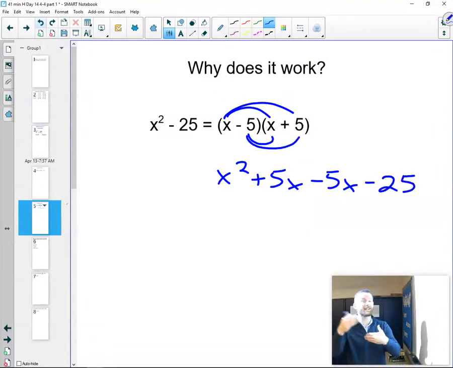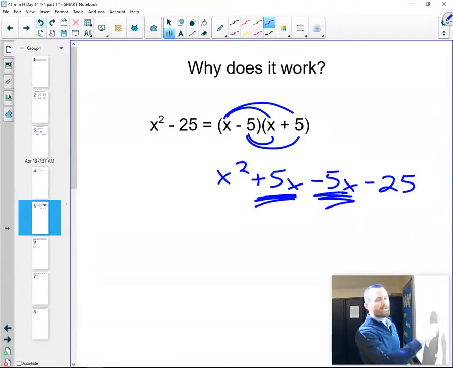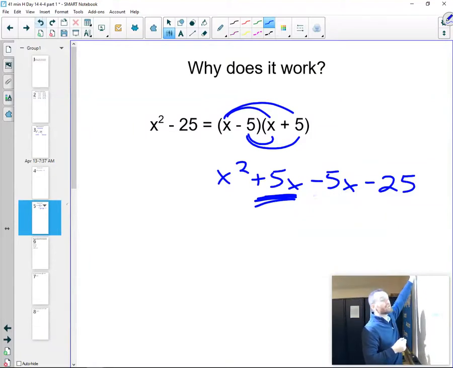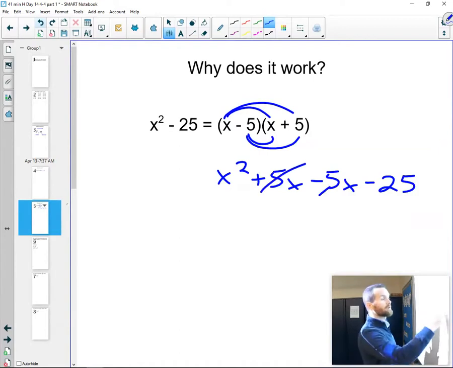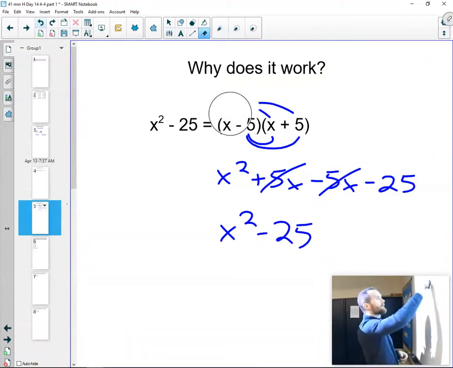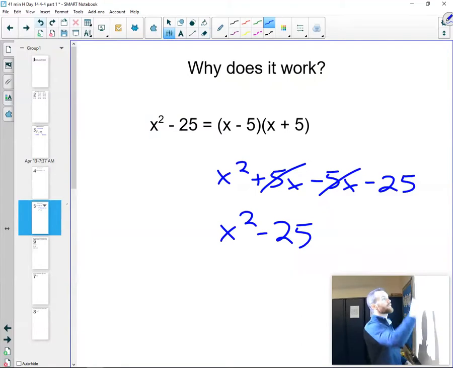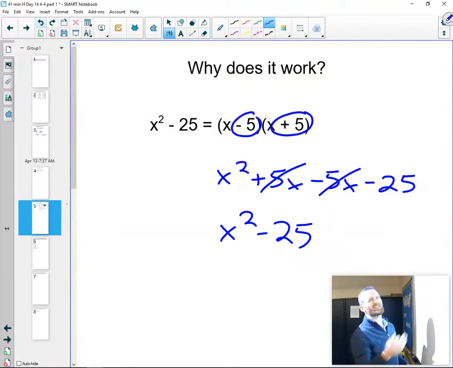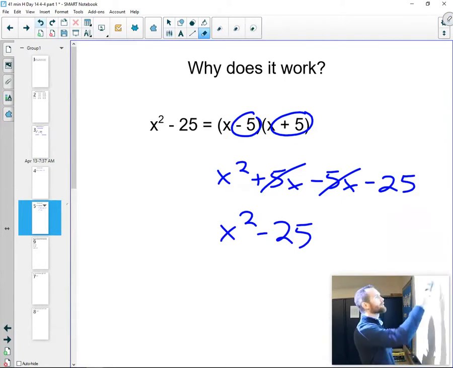Now, if you're paying attention and thinking ahead, hopefully you see what's going to happen. We've got a plus 5x and a minus 5x. They're going to cancel out. So that middle term, what would have been the middle term in the trinomial, goes away. And we just end up with x squared minus 25. That middle term goes away because we have the opposite term in that second half. So the minus 5 and the plus 5, the same number with different signs, that's what makes that middle term cancel out.